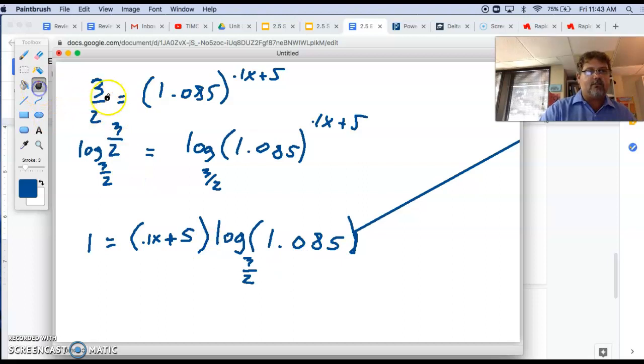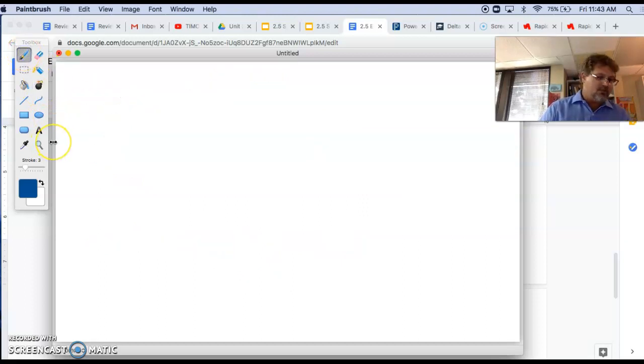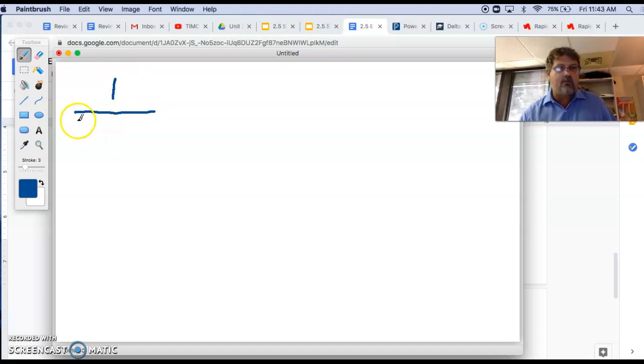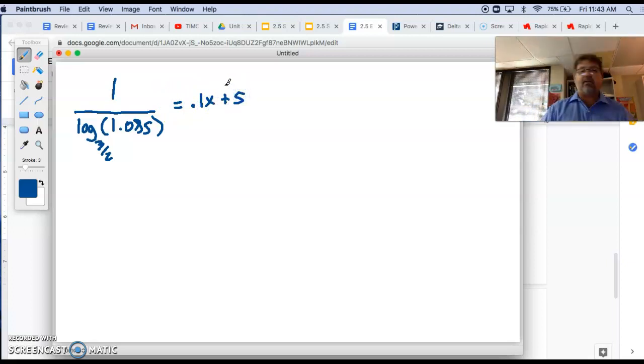And I'm going to clear this so we can have another clean slate. So when I do that, I'm going to have 1 divided by log base 3/2 of 1.085, and that's equal to 0.1x plus 5.